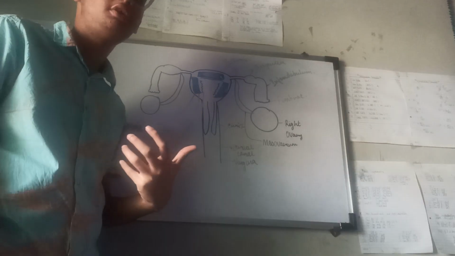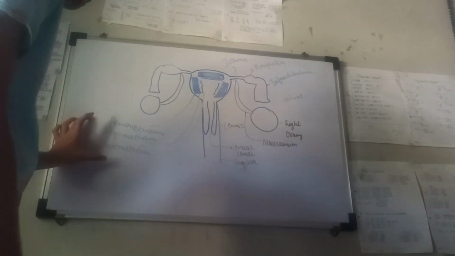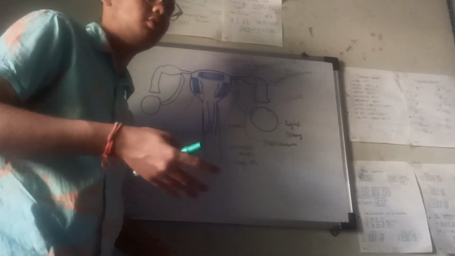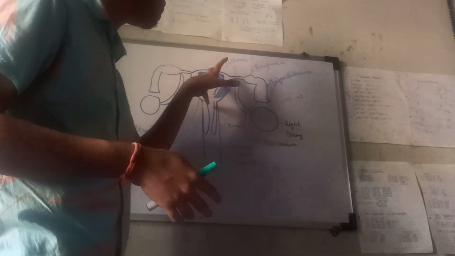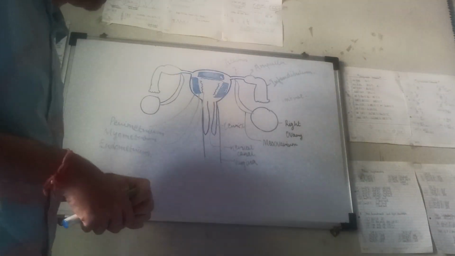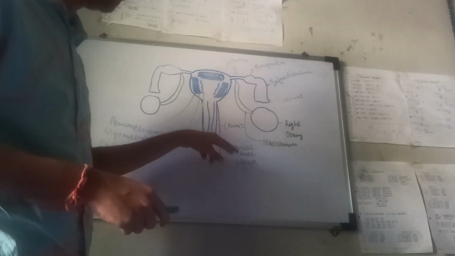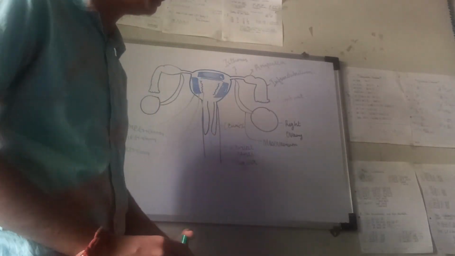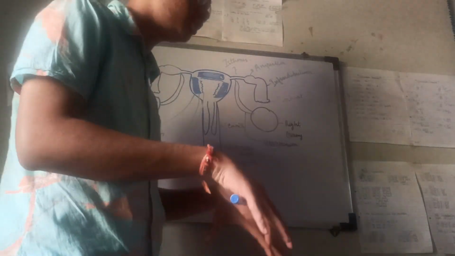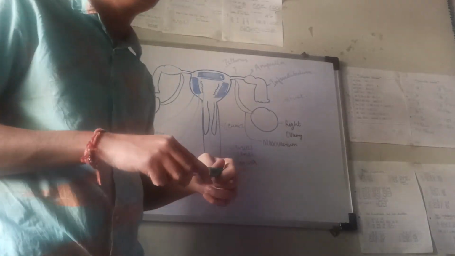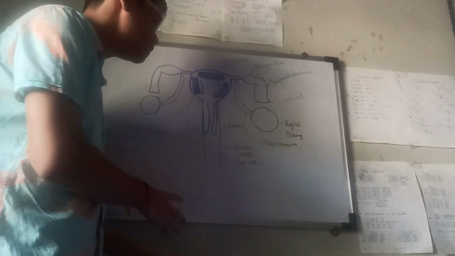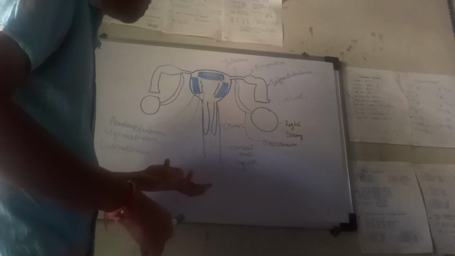So endometrium is an important part in the uterus, and uterus is like an inverted pear. You can see the structure of the uterus, and the cervical canal and vagina are called the birth canal, as from there the baby is taken out, that is parturition. So this is the basic diagram of the female reproductive system.